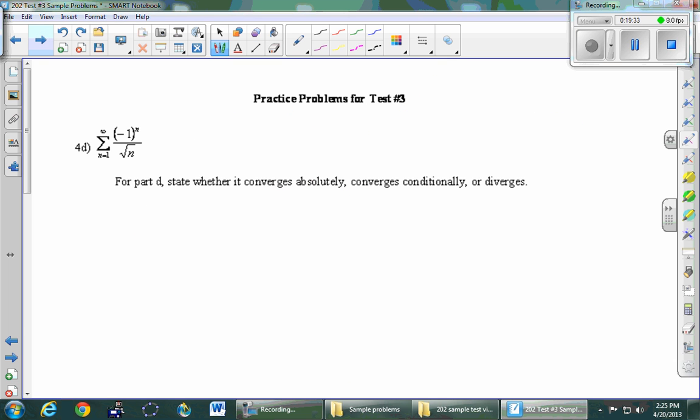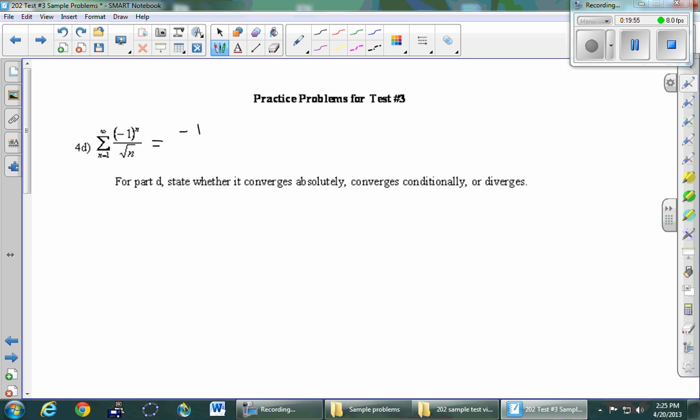Okay, we've got one more part here, part D. Summation of -1 to the n over square root of n. And we need to state not just whether it converges or diverges, but if it converges, does it converge absolutely or conditionally? So the reason that comes into play here is because if you write out the first few terms, you'll see that this is a series that's a little bit different than any of the ones that we've seen before.